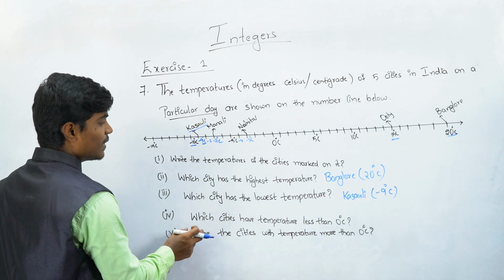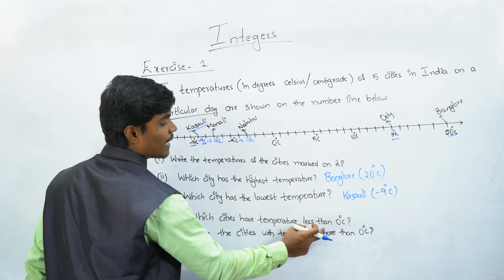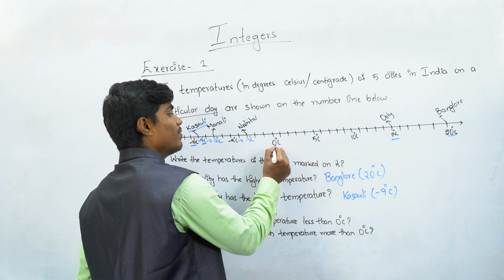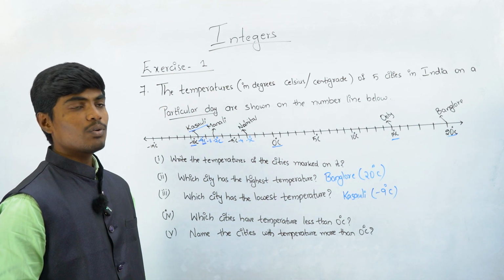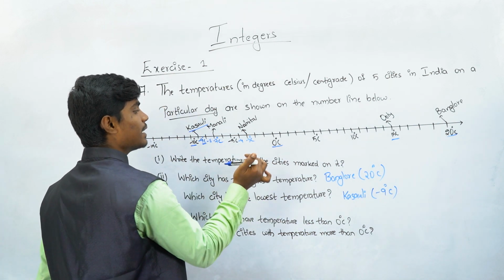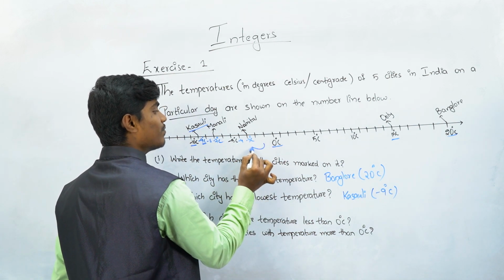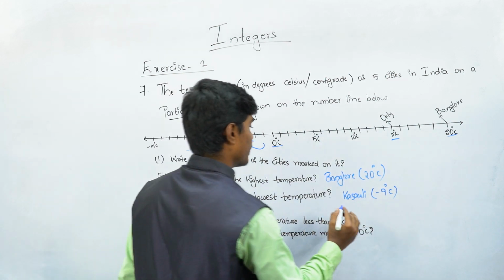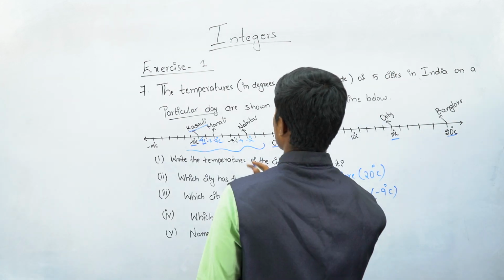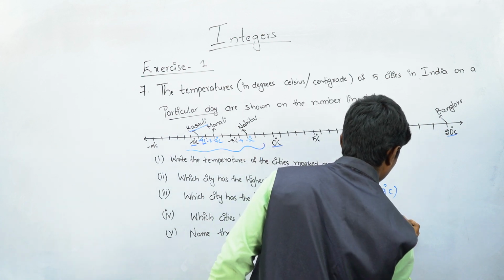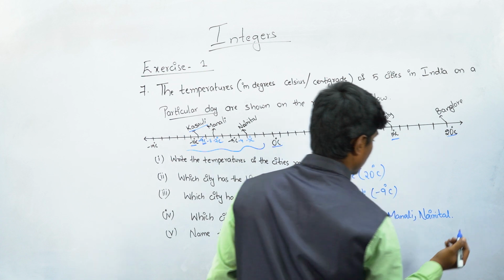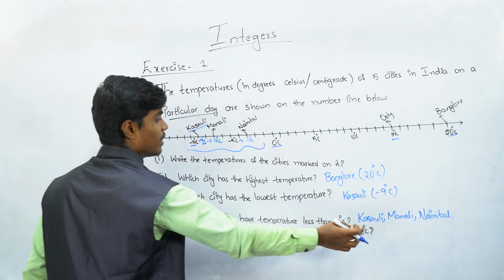Now, which cities have temperature less than 0 degrees Celsius? Here we have 0 degrees Celsius. Less than means the cities which are on the left side of 0 degrees Celsius. They are Kasauli, Manali and Nainital. Here is the answer for the fourth one.